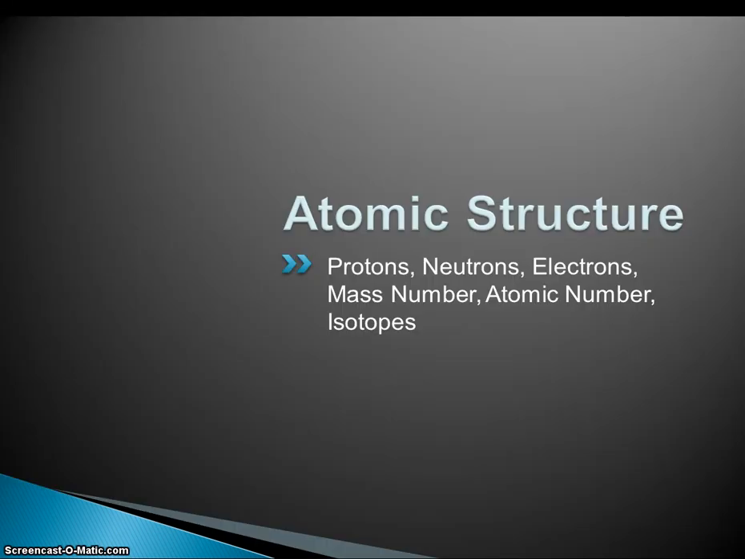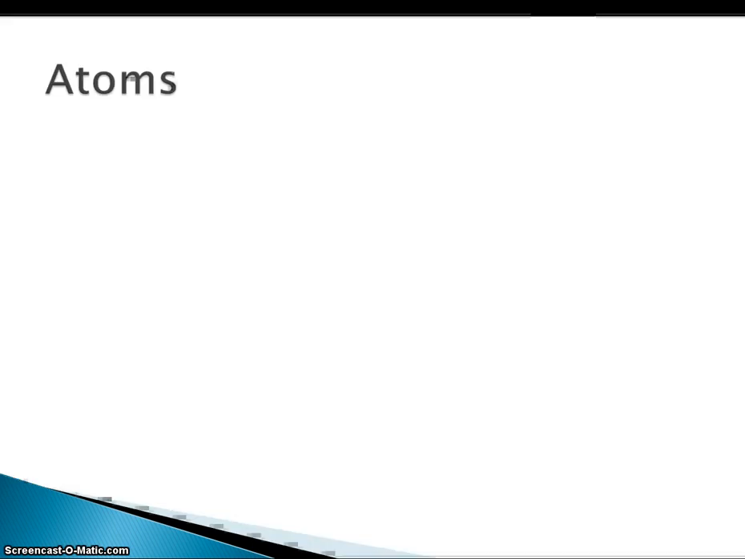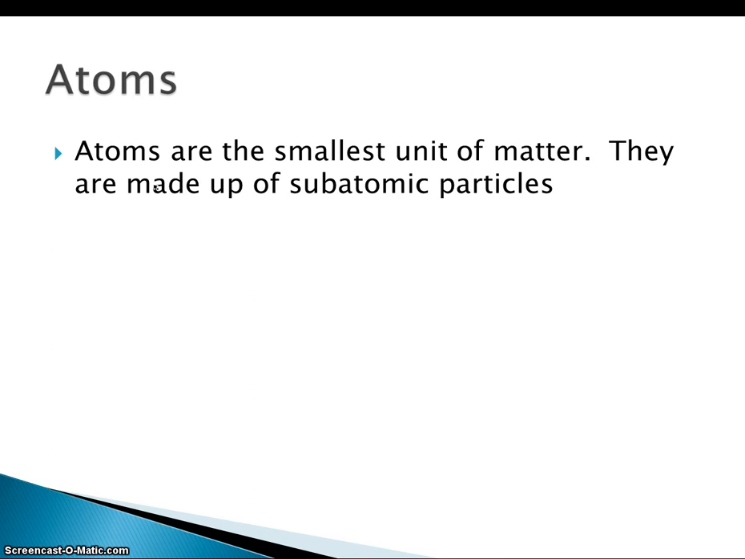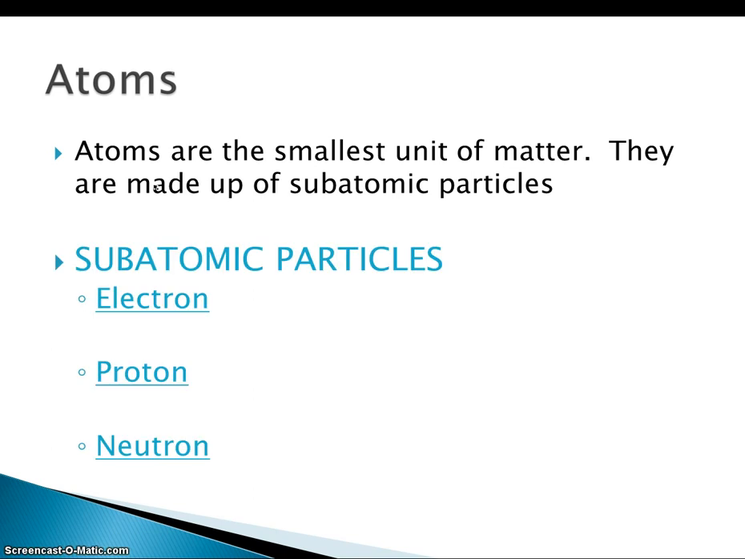Okay, that leads us into our last section that we're going to do today, which is on atomic structure: protons, neutrons, electrons, mass number, atomic number, and isotopes. So first, let's remind ourselves of what atoms are. They're the smallest unit of matter. They are made up of subatomic particles. So those particles that are inside of an atom are electron, proton, and neutron. Hopefully you know some things about each of these.